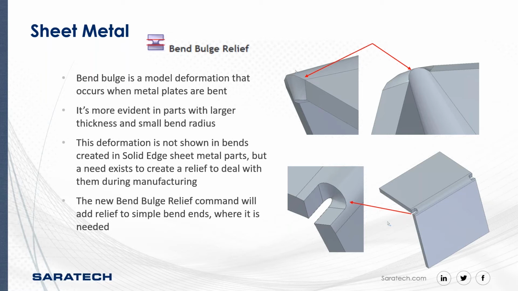So this was an enhancement that people were asking for. So as you're working with Solid Edge, if there's things that you really like to see, please let us know so we can turn those into Siemens and we can create options like this. So the new bend bulge release command will add relief to a simple bend ends where it is needed. Where in the past, you put this on a brake, you need that little bit of relief there so it doesn't split the sheet metal.